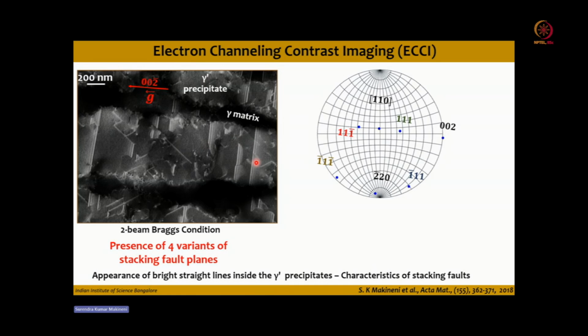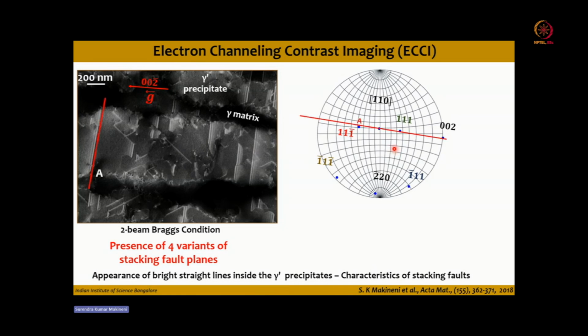So the 002 bar diffracted beam is channeled through the sample, and due to the presence of defects, it gets back diffracted and gives higher backscattered electrons from those regions. Those electrons are used for imaging, so that you will get bright intensity areas at these locations. Now you have the orientation of this particular grain, so you can map out these crystallographic planes by the stereographic projection.